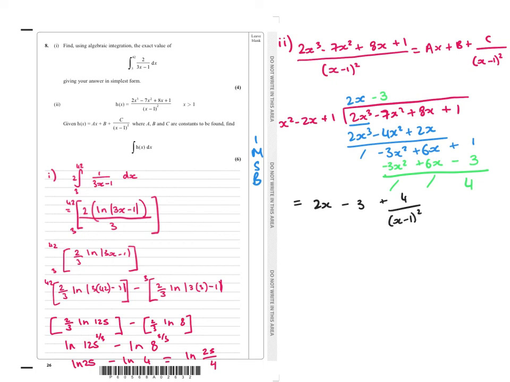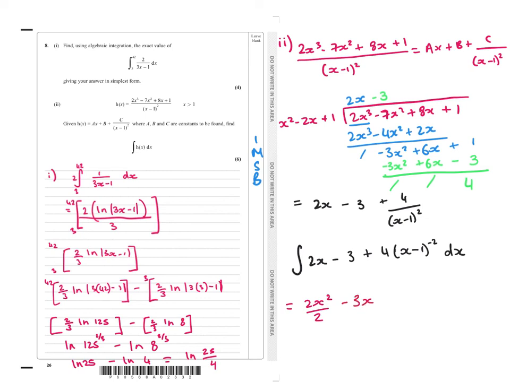Now what we're going to do is integrate this. So to find the integral of 2x minus 3 plus 4 lots of x minus 1 squared, which is x minus 1 to the power of minus 2, with respect to x. So now I'm going to integrate this, which equals, okay, increase the power by 1, divide by the new power. So I'm going to get 2x squared divided by 2. Increase the power by 1, 3x.